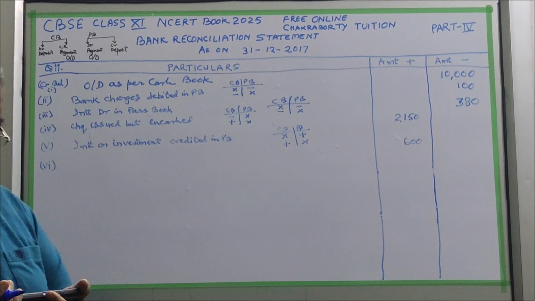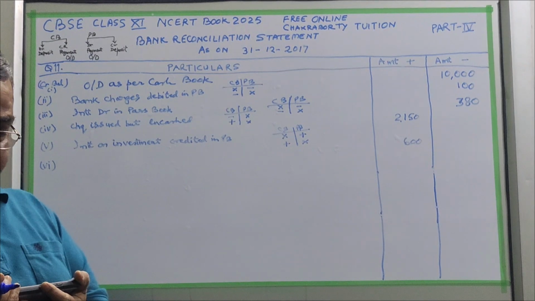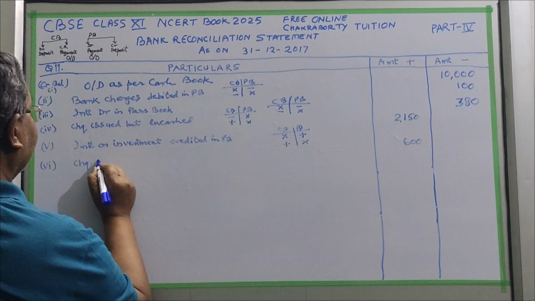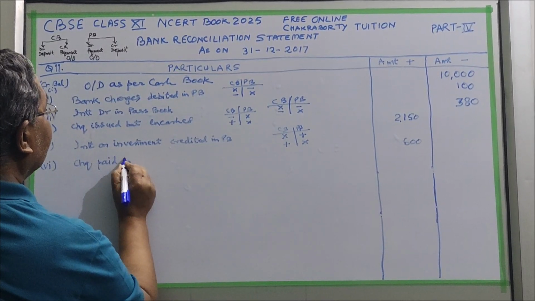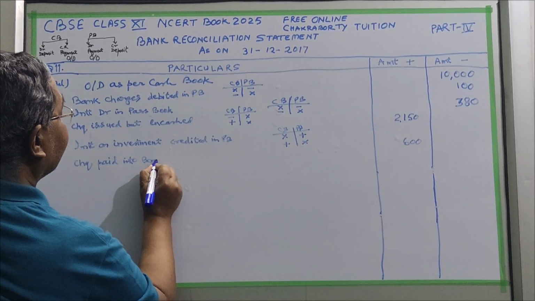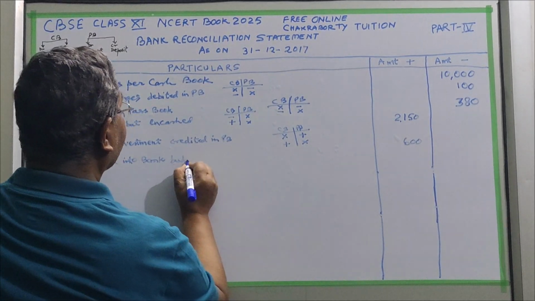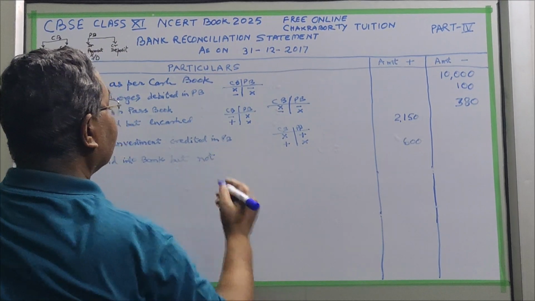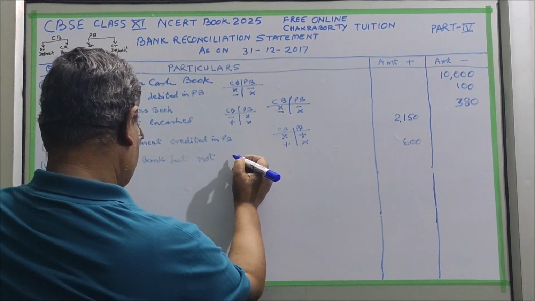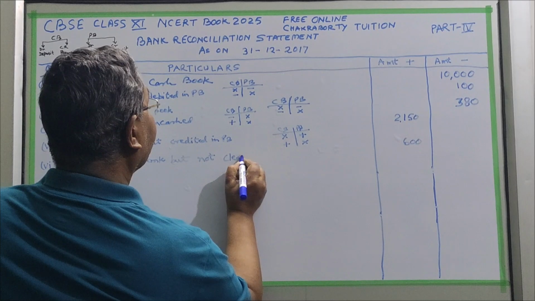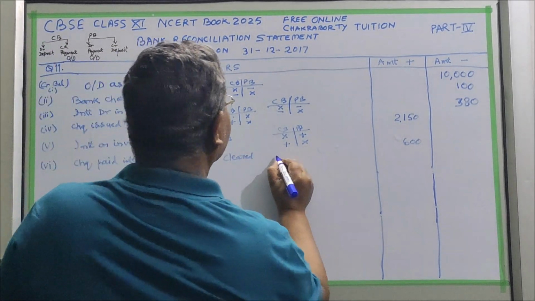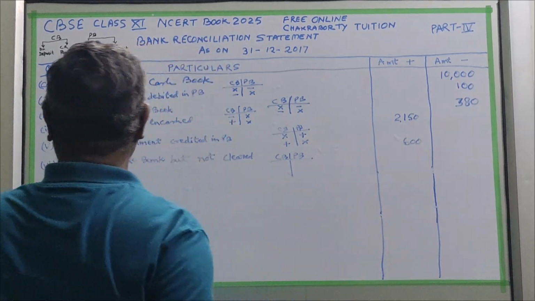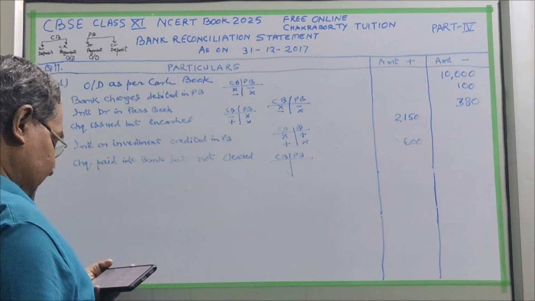Then sixth point. Checks paid into bank but not cleared. Now checks paid into means deposited. Checks paid into bank but not collected, not cleared. Here you see the position. This is cash book and this is passbook. What is the position? Check paid into the bank but not cleared.